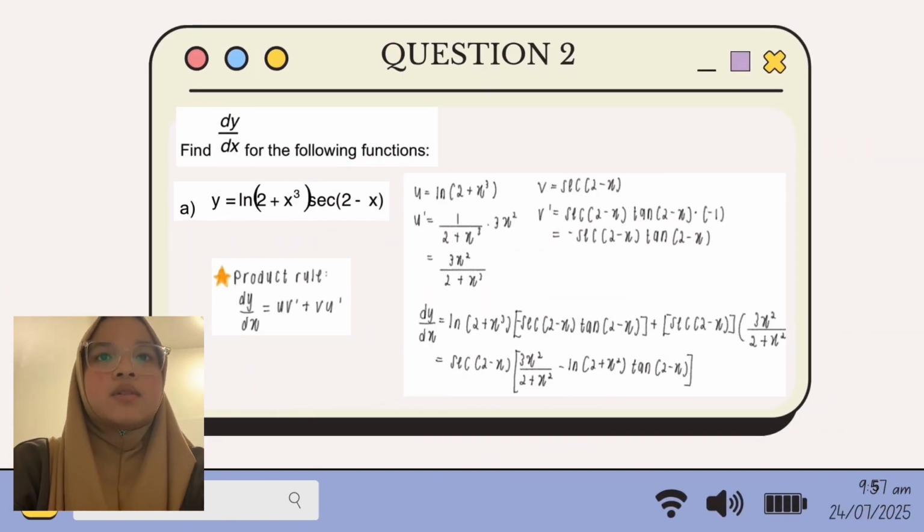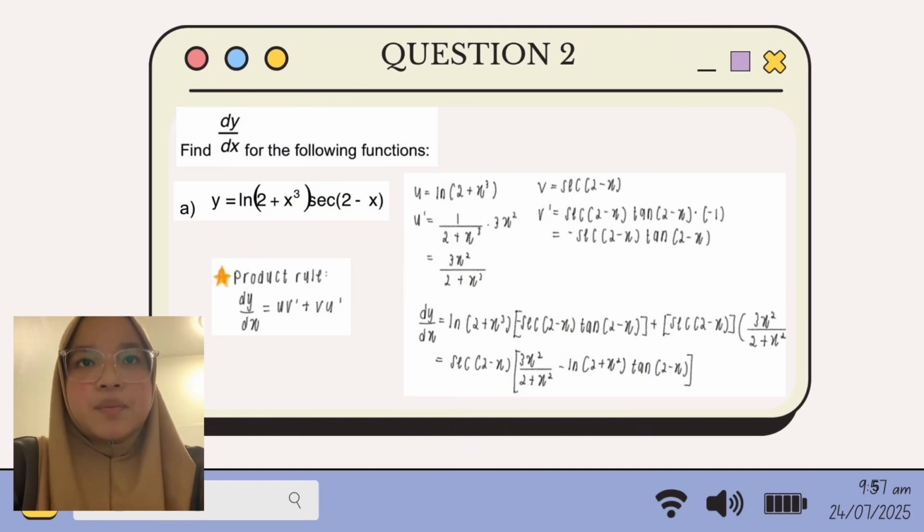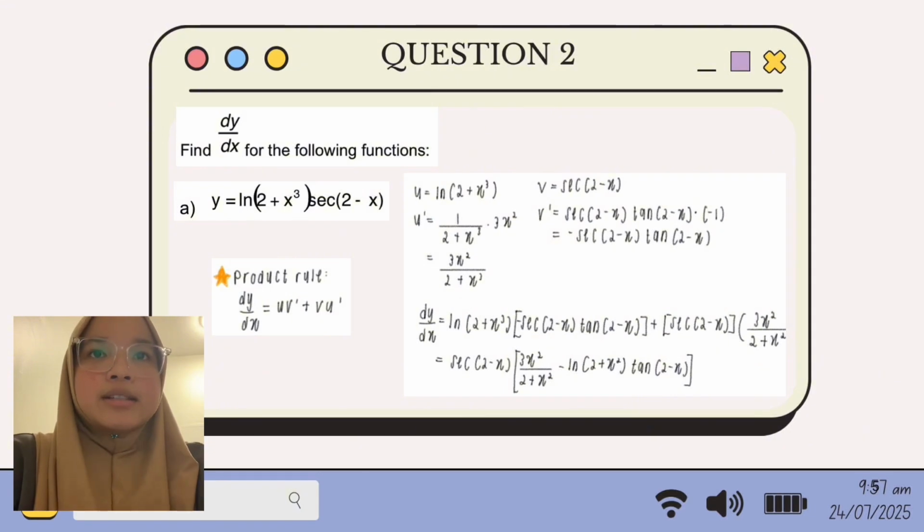Find dy over dx for the following function, which is y equals ln of 2 plus x cubed times secant of 2 minus x. So for this question, we'll be using the product rule. For the first step, we need to find u prime and v prime. As we know, u is equal to ln of 2 plus x cubed. For differentiating ln x, it is equal to 1 over x, that is the formula. So we differentiate ln, we get 1 over 2 plus x cubed.